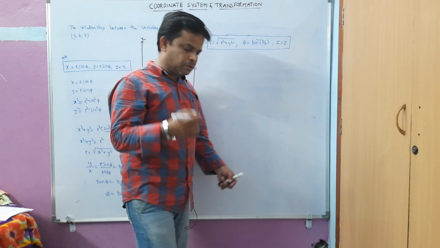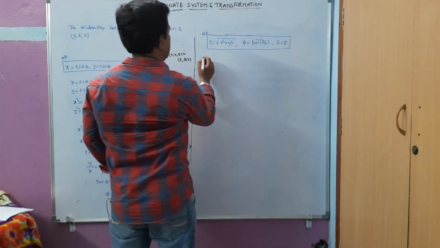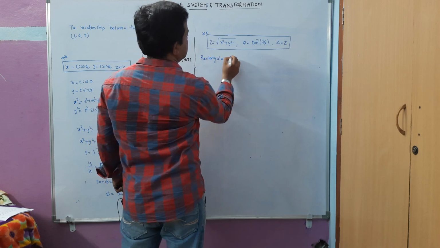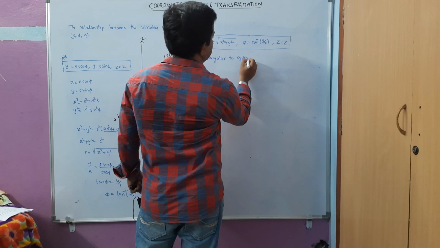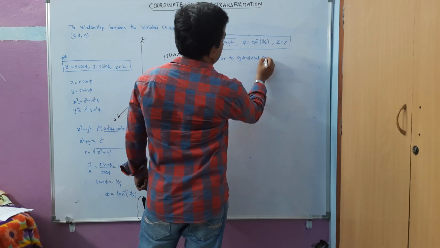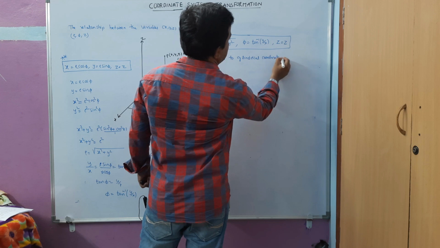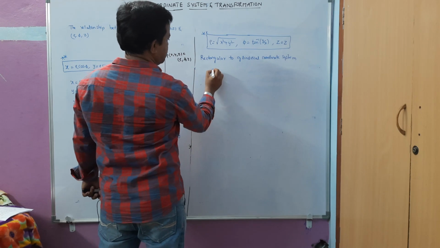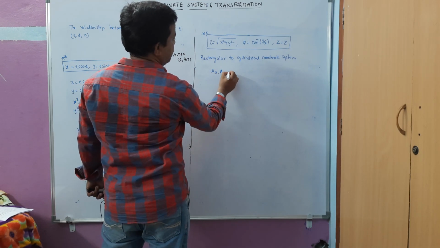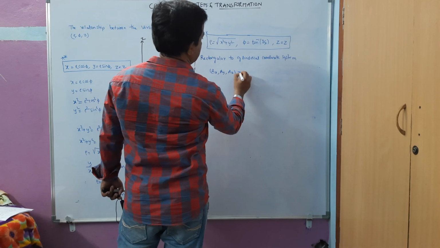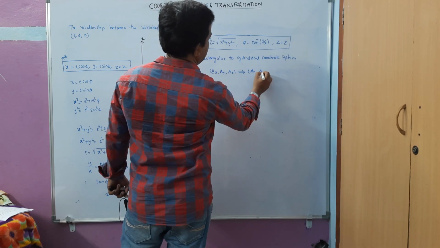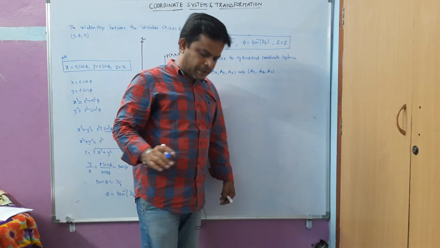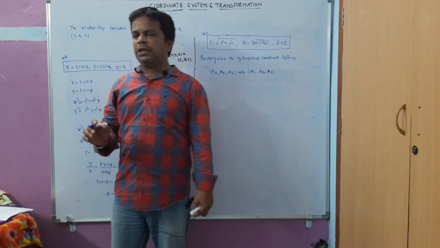So in order to transform, we have a lengthy procedure, that is rectangular to cylindrical coordinate system. That is, I am going to take ax, ay, az to a rho, a phi, az. In order to perform this, we are going to perform the dot product of the unit vectors.